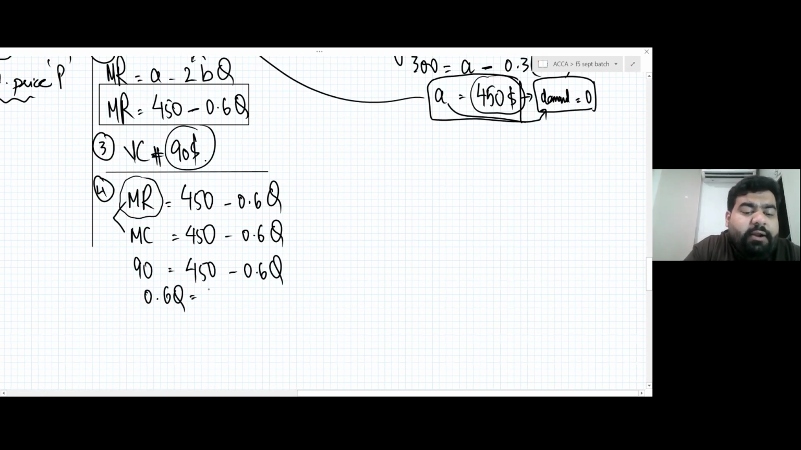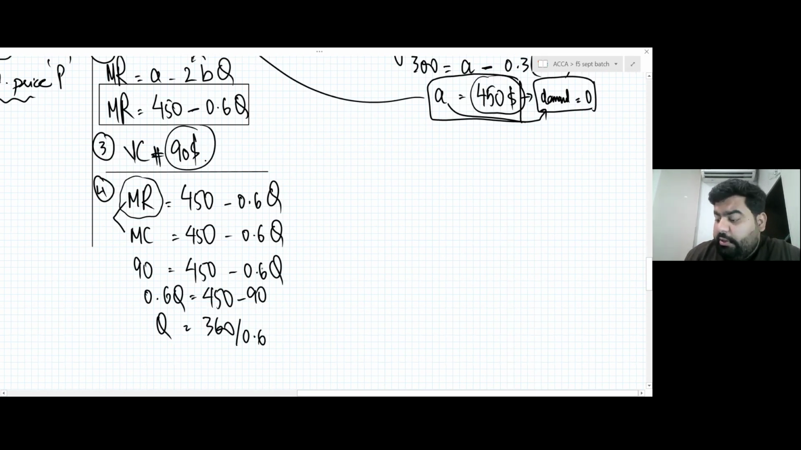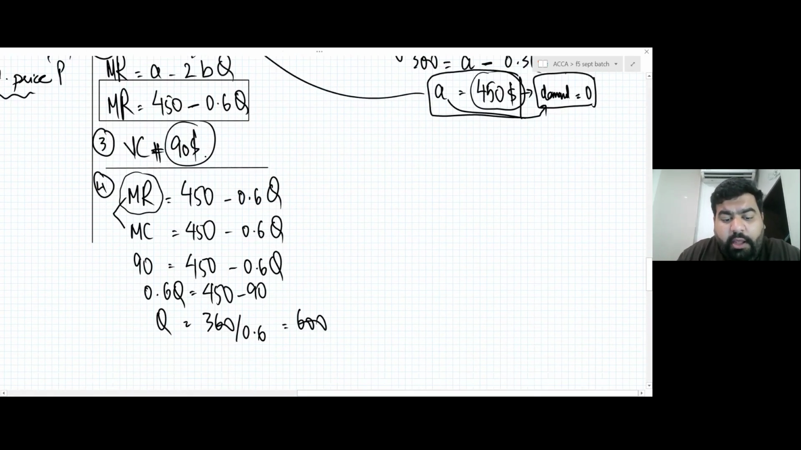0.6 Q on this side and 450 minus 90 on the other side. Q will be 360 divided by 0.6. It is 600. Let me calculate again. 450 minus 90 is 360, divided by 0.6. Okay, so 600 units is the optimum quantity. 600 units is the optimum quantity you got from here.